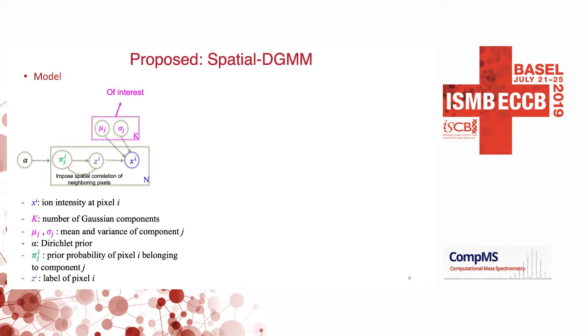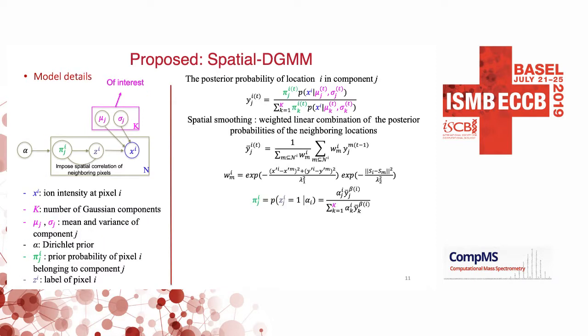So mu_j,k are the parameters of interest. Alpha is the Dirichlet prior, and pi is the probability of pixel i belonging to component j. Pi is dependent on alpha, and z is the label of the pixel. So z is derived from pi, and x is dependent on z, mu, and sigma.